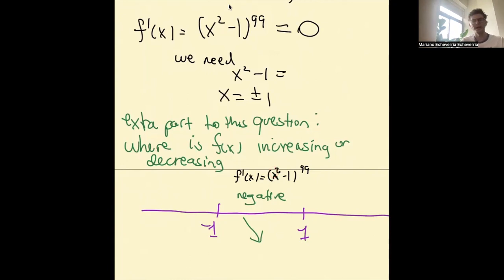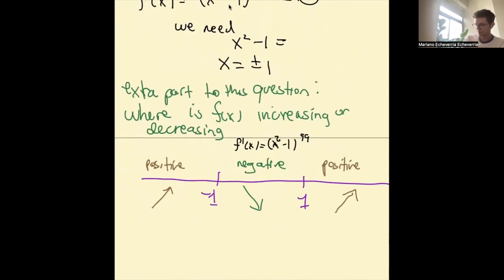So what's 3 to the 99? Well, of course, I have no idea. It's a huge number, but I just care that it's positive, right? Is that making sense? So this is a positive number. Is that okay? And something similar happens here. For example, if you take -2, since this is being squared, you also get 4 minus 1 again. So this is positive. So this is increasing again.